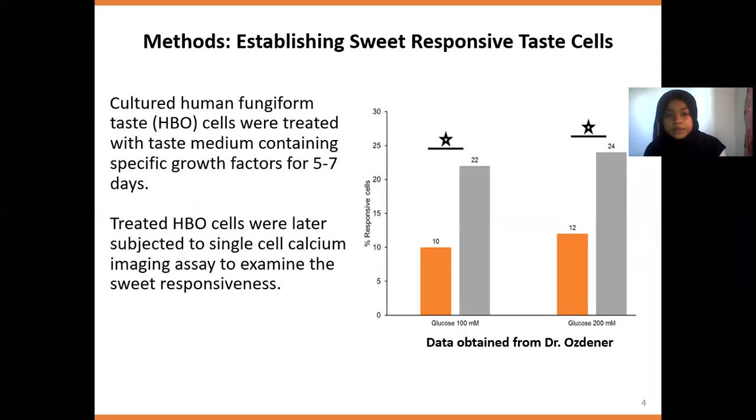And in our case, after 5 to 7 days after our cells were treated with the growth factor, these are the results that we saw. On the x-axis is our stimulus, which is glucose, and on the y-axis is the percent responsiveness of the cells. The orange here are the cells that were not treated with the growth factor, and the gray are the cells that were treated with the growth factor. So we see that the cells that were treated with the growth factor, many more of them are responsive to glucose. And at this point, the question became why, and we tried to understand the why by looking at the gene expression.